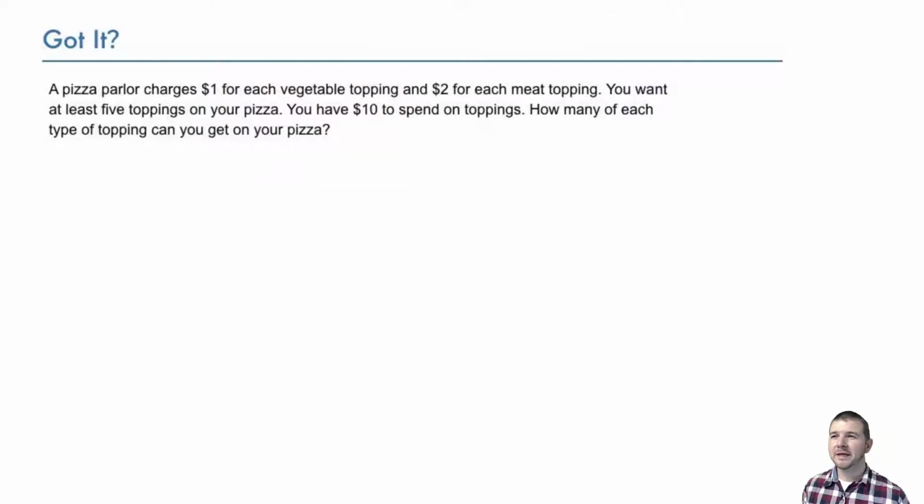Your turn. A pizza parlor charges $1 for each vegetable topping and $2 for each meat topping. You want at least 5 toppings on your pizza. You have $10 to spend on toppings. How many of each type of topping can you get on your pizza?